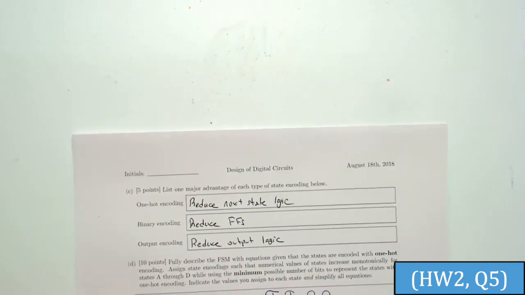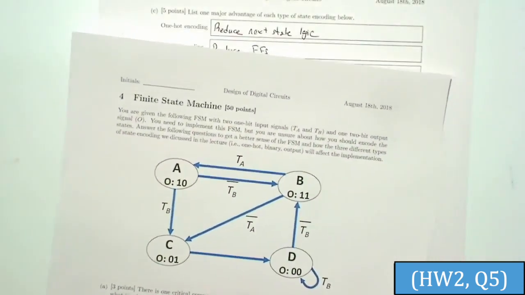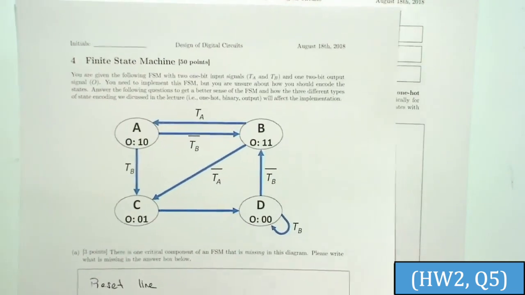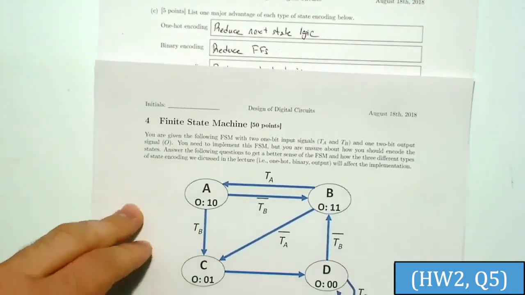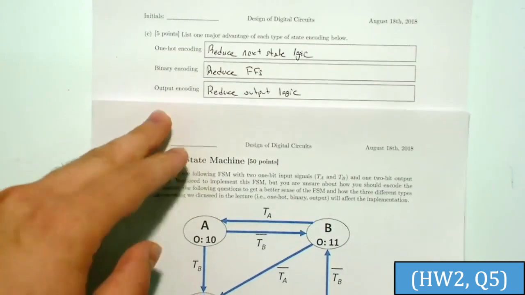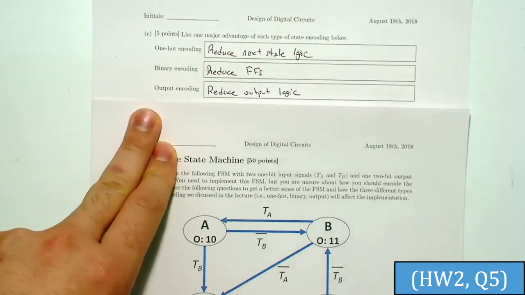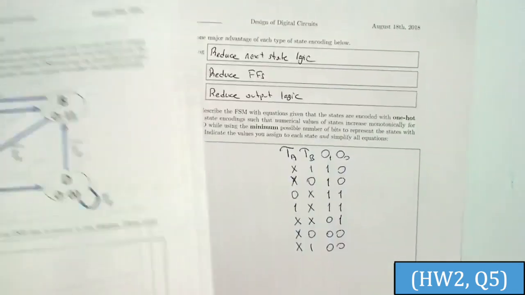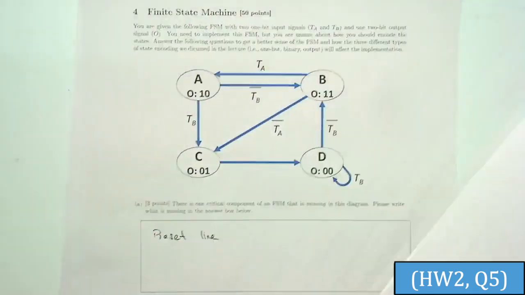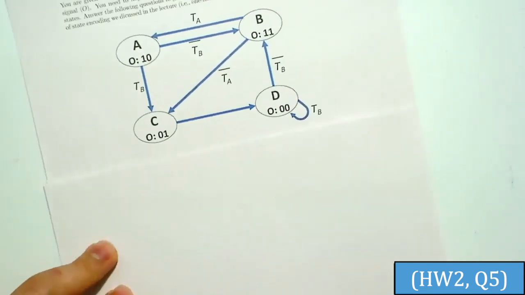Okay. Starting from the next question, we are given those states, and we should write the Boolean equation of that state. We have three options. One option is one-hot encoding, the second option is binary, as you can see here, and the third option is output encoding. For all of those, what changes is the way that we represent the states, and the rest won't change. What I'm going to do now is write a truth table, a higher-level truth table, I would say, because I'm not going to represent the states with the bits.